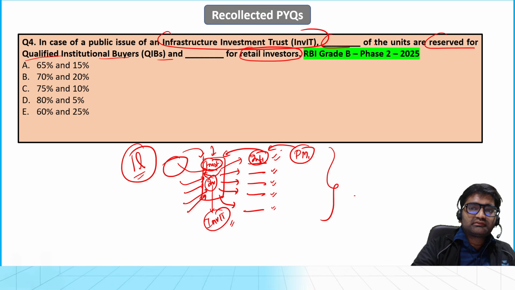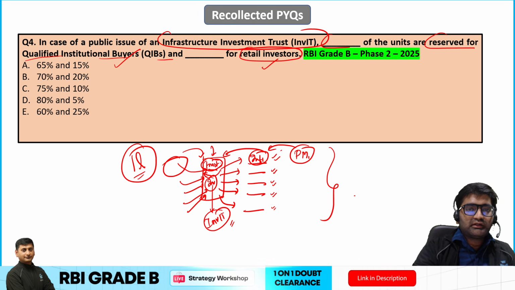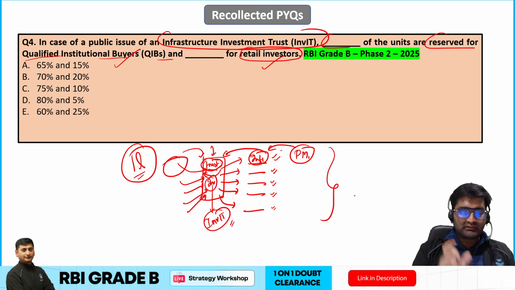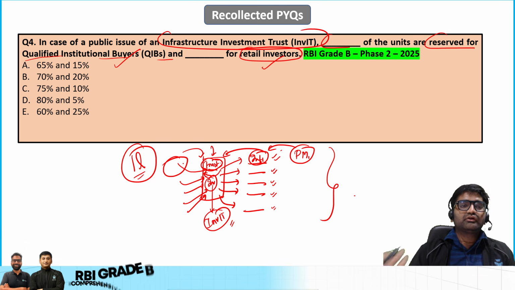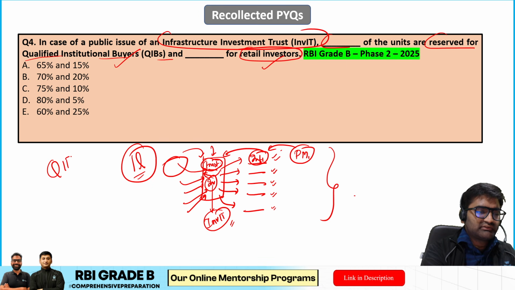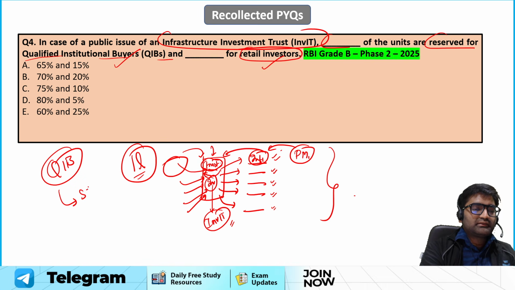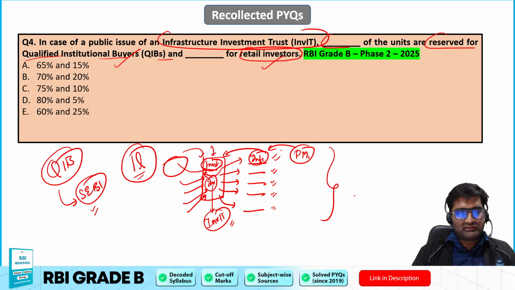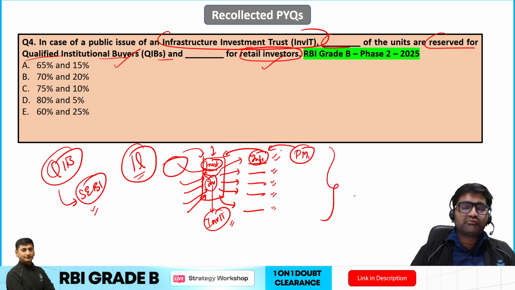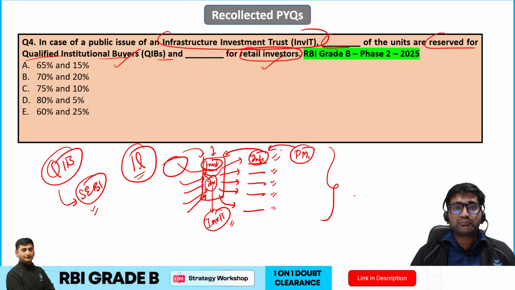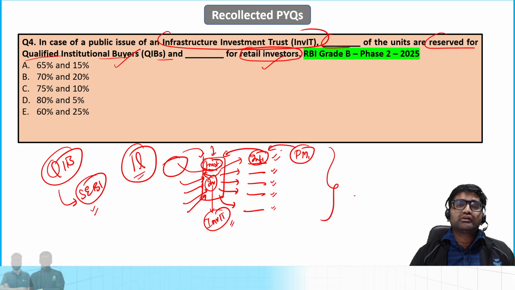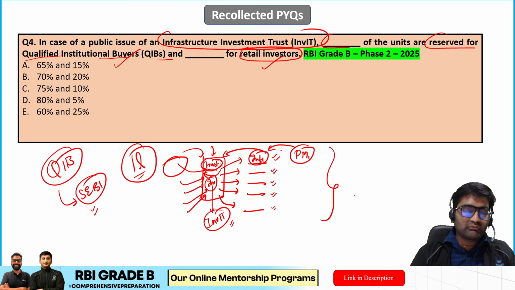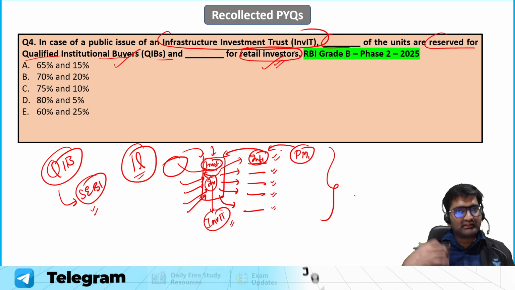So here the question is, dash of the units are reserved for qualified institutional buyers and dash for the retail investors. Some of the units are reserved for the qualified institutional buyers. Who are these? These are specific entities designated by SEBI, so that they are considered safe, like public sector banks and good mutual fund companies. These qualified institutional buyers are considered to be safe. So most of the InvIT units are reserved to be allotted to these QIBs, and some for retail investors like you and me.